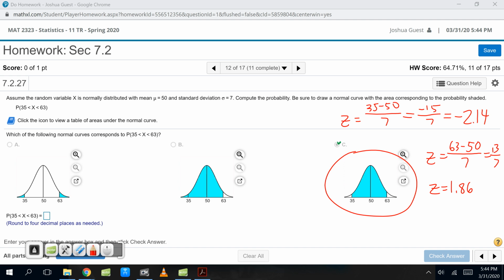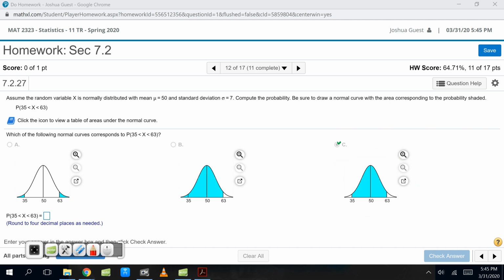So we need to find the area to the left of 1.86 and to the left of negative 2.14, and then subtract those two numbers. Wow. All right, so I've got to try to remember that. So z is 1.86, and negative 2.14. I'm going to start writing stuff on the board, the actual whiteboard in the room, so I can remember these things.